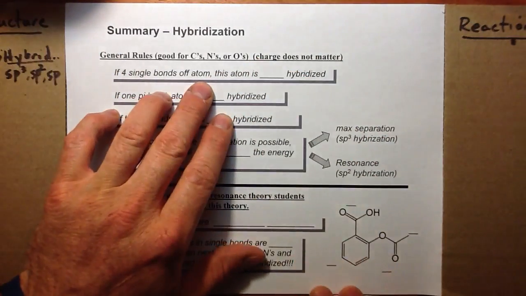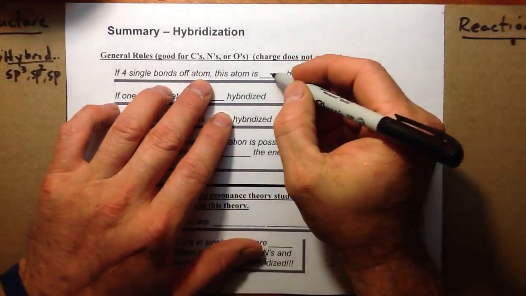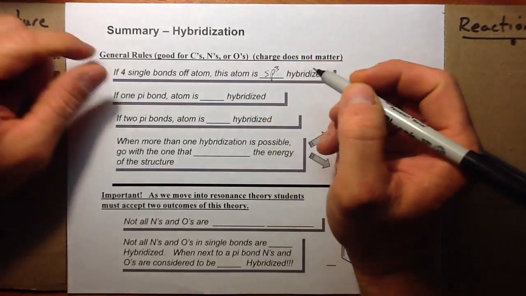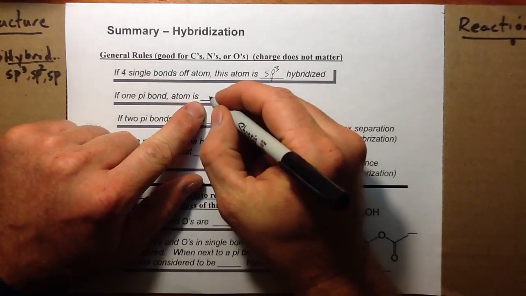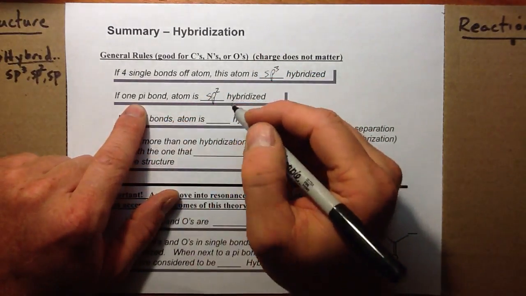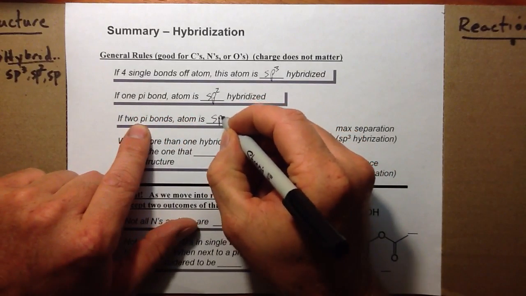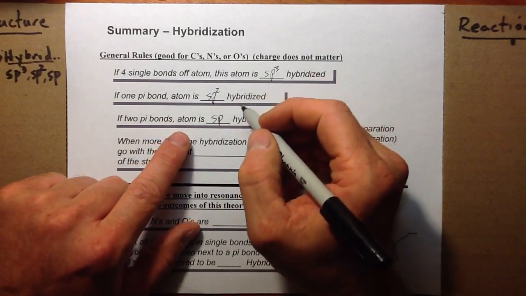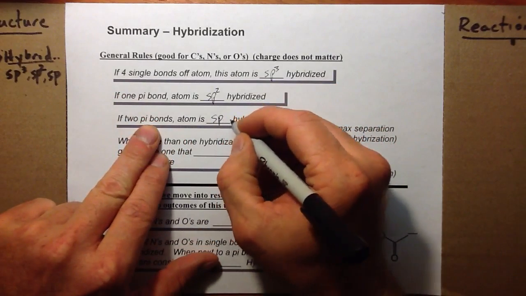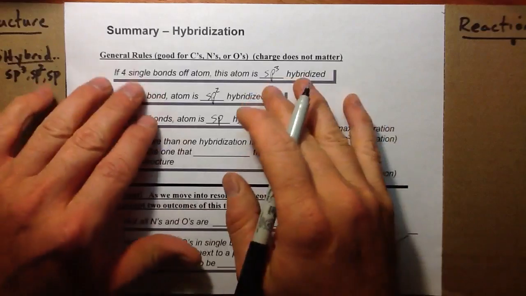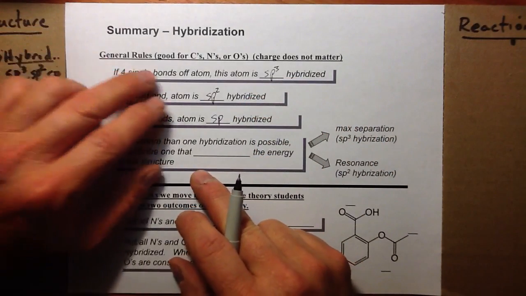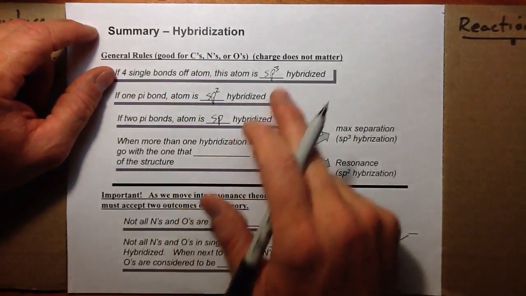Let's remember some general rules. 4 single bonds off of an atom, the atom is sp3 hybridized. 1 pi bond, it's sp2, because we need to keep 1 p orbital out to make the 1 pi bond. If we have 2 pi bonds, then we don't take but 1 p orbital into the mix, because we need to keep 2 out, so just sp hybridization. These are great, quick general rules that'll work for setting hybridization for most carbons, nitrogens, and oxygens. Charge doesn't matter.